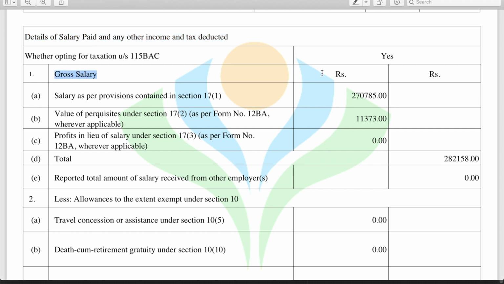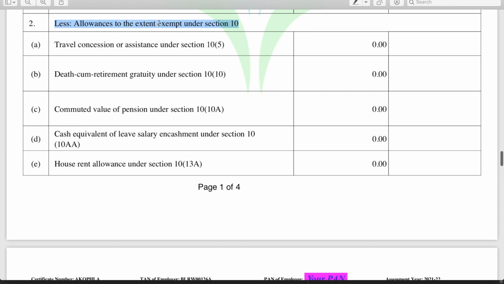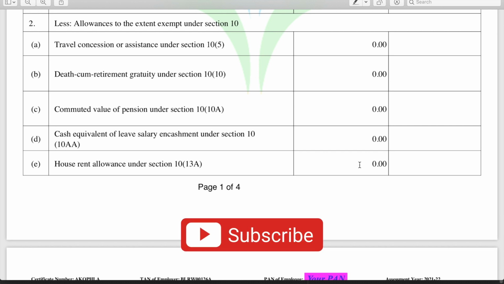The first part is we should be able to see the gross salary. This will be the addition of these four components. When you add these four, whatever amount comes, that would be the actual gross salary that is paid to you by the employer. The second part would be the allowances to which you will be able to get the exemption under the section 10. It will include travel concession or assistance under section 10(5) and the house rent allowances that you have got exemption for. In addition to this one, we should be able to see the cash equivalent of leave salary encashment under the section 10. All this information you will be able to see based on the proof that you have submitted with your employer.